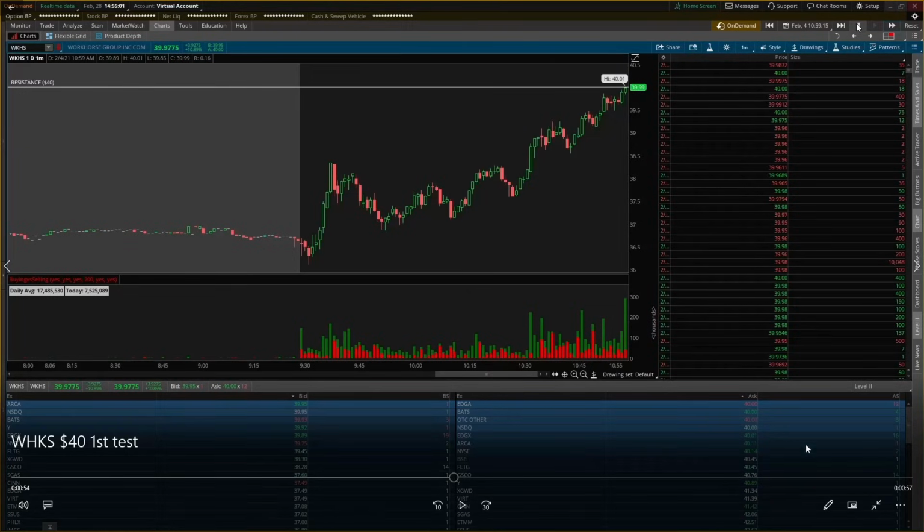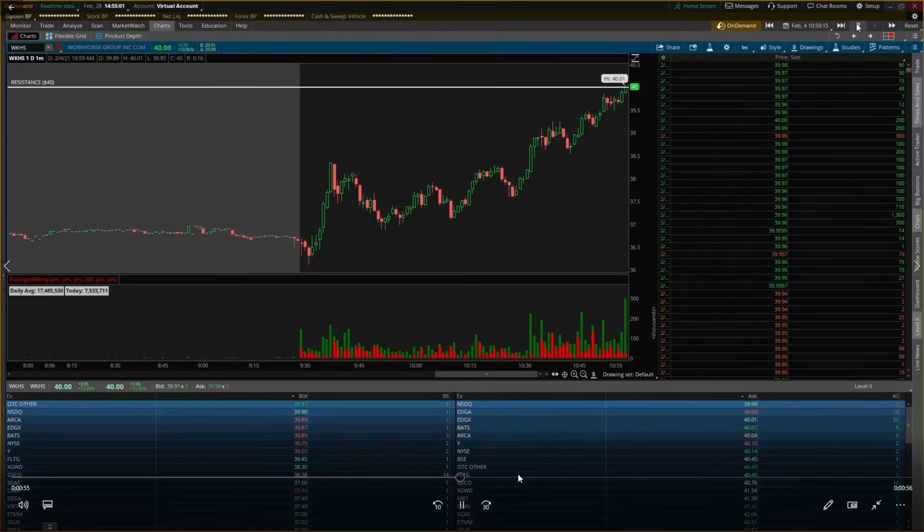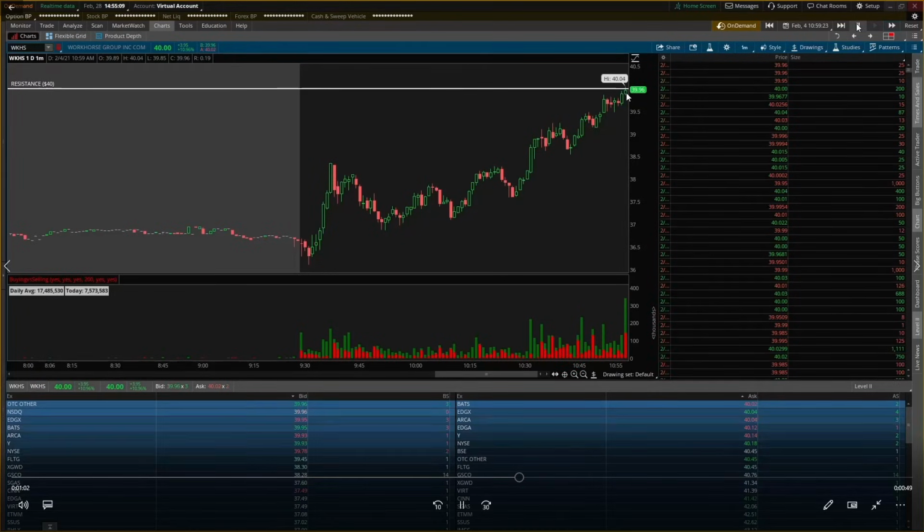So watch what happens. There's not too much size on the ask. However, price broke above 40. Volume was spiking. It was the highest volume of the day, yet not a lot of tickets were coming through on the time and sales. So fast forward this, we break above 40.